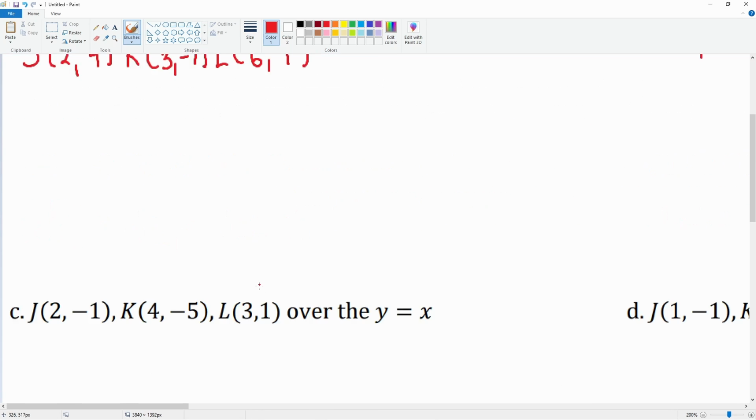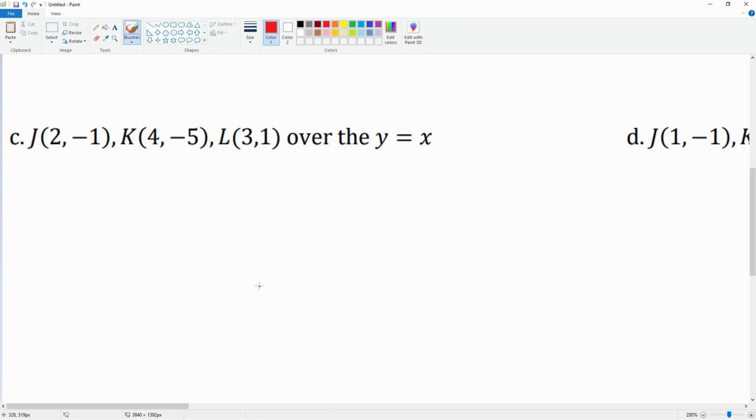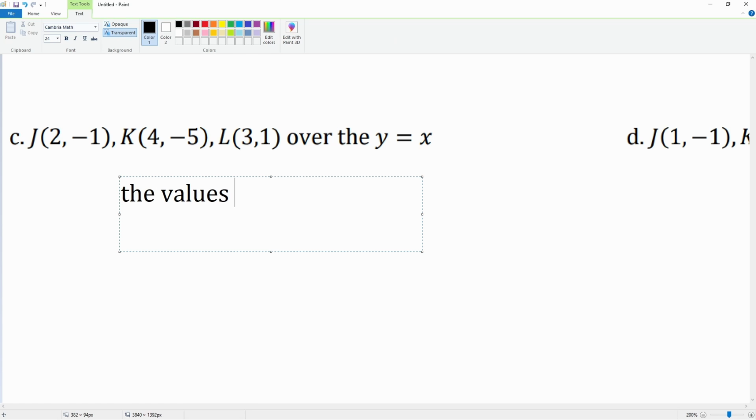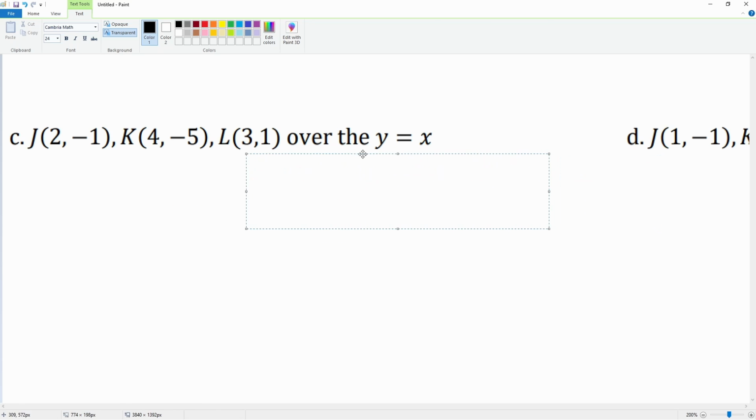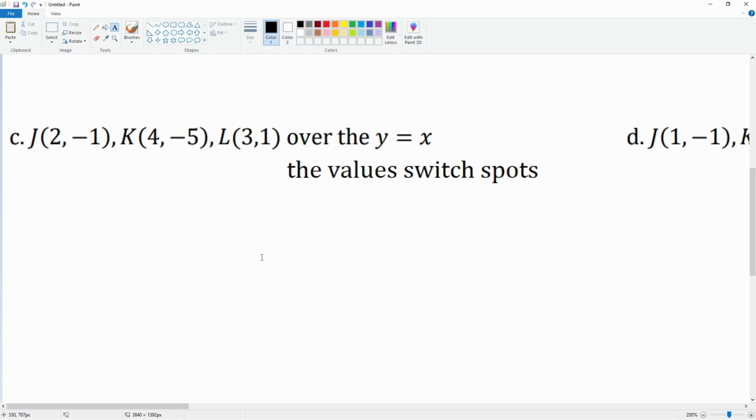Now let's take a look here at question 2. When we reflect it over y equals x, the rule is that the values switch spots. Okay? And what do I mean by switch spots? Well, the new J prime, the negative 1 was the y value, now it's the x value. The 2 was the x value, now it's the y value. So J prime is actually negative 1, comma 2. K prime is going to be negative 5, comma 4.